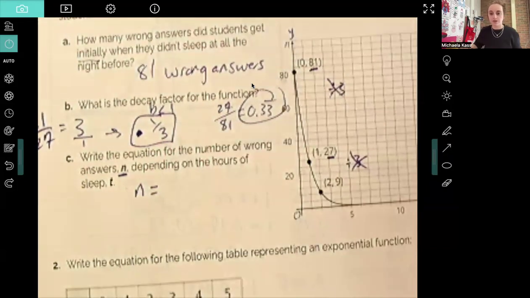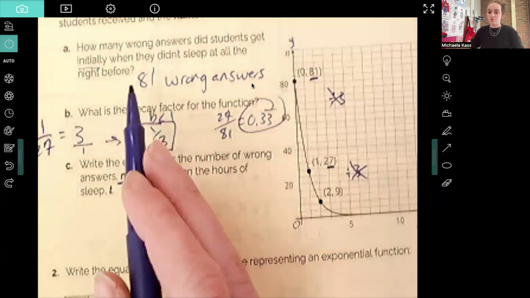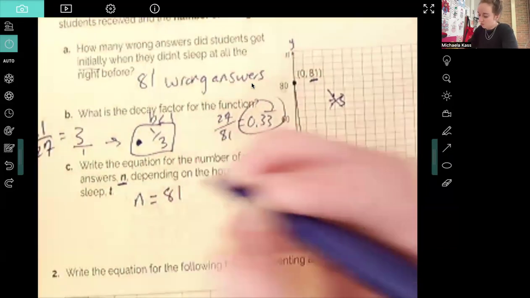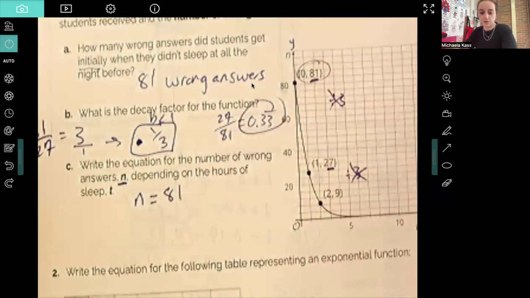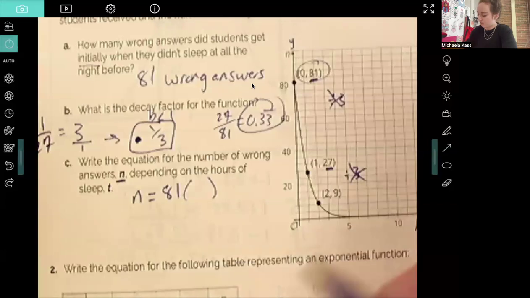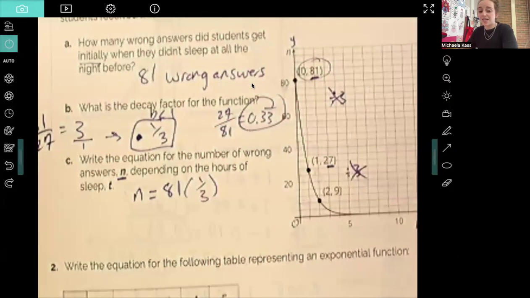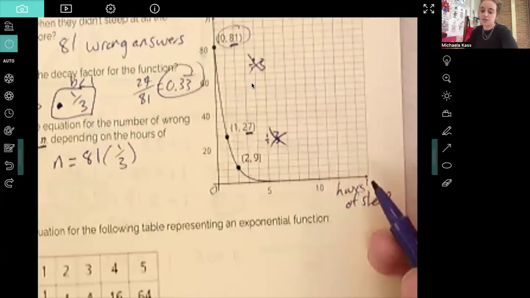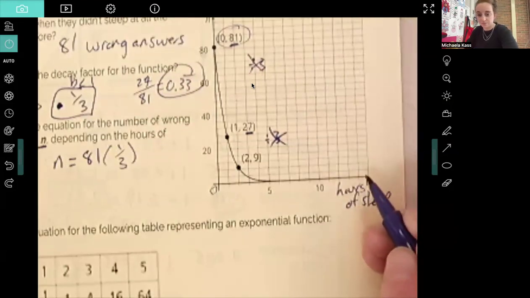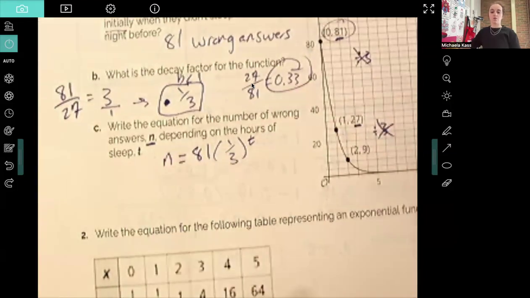Well, what's the initial, right? That always goes first. The initial, you already answered it in question A. It's 81. So we write down 81. You could also see it here as the y-intercept. Then our decay factor, we found that in B, 1/3. And it's raised not to the power of x, but what was the x variable replaced as? T. So it's raised to the power of t. That is our equation.